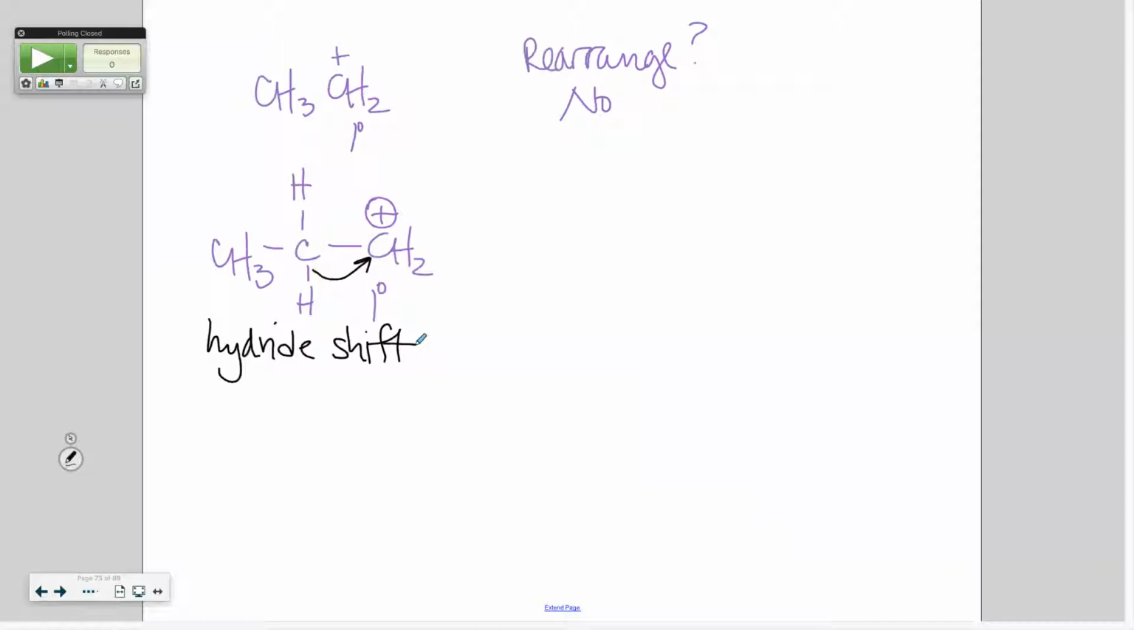Okay, when you move a methyl, it's called a methyl shift. Okay, so what do you get? This is yes. Okay, so what does the rearranged carbocation look like? Okay, I've got CH3, CH, CH3, and a plus. And what kind is it?